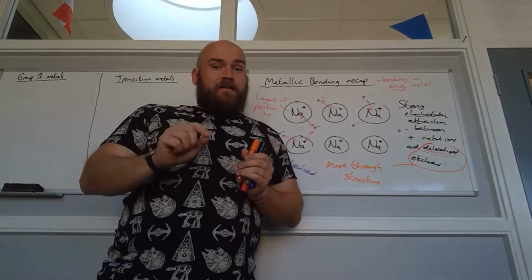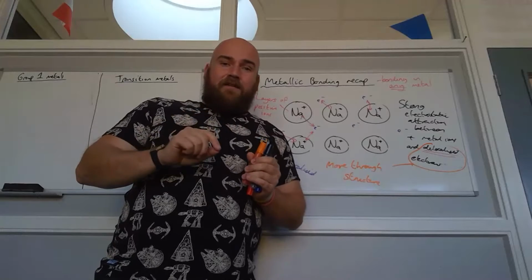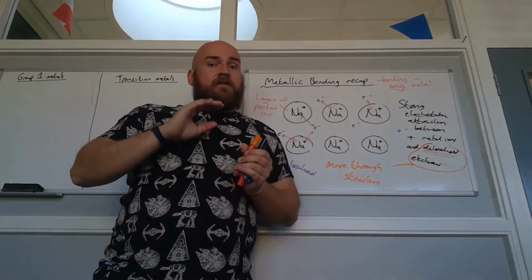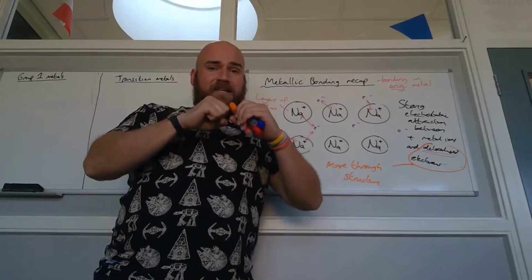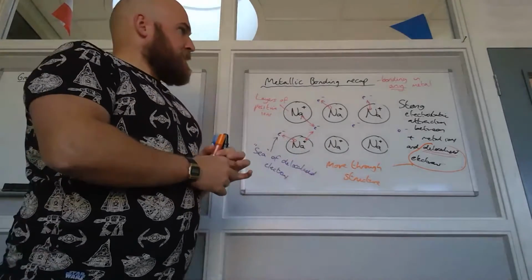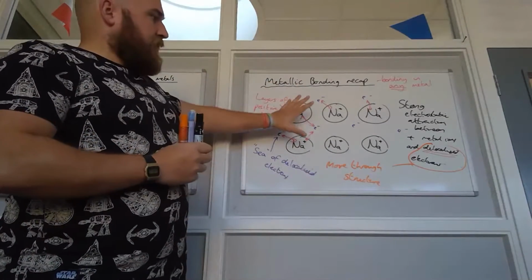If it's a pure metal. If it's an alloy like steel, alloys are a lot harder than pure metal. So steel is actually very, very tough to bend. So there we go, and that's basically what you need to know for metallic bonding.